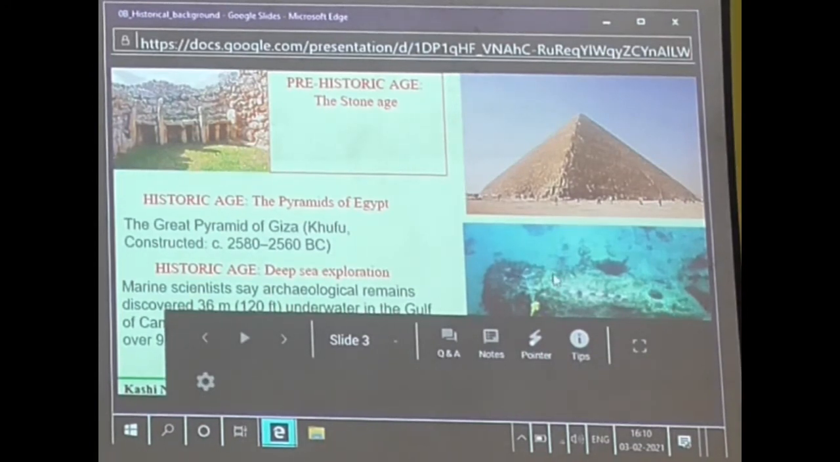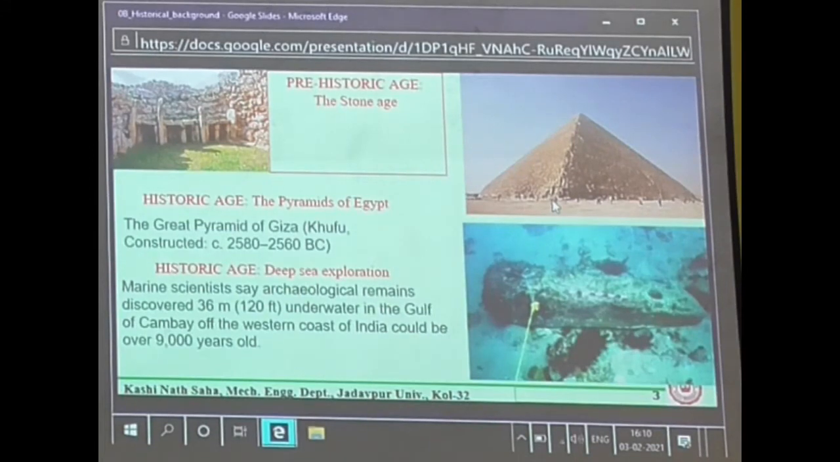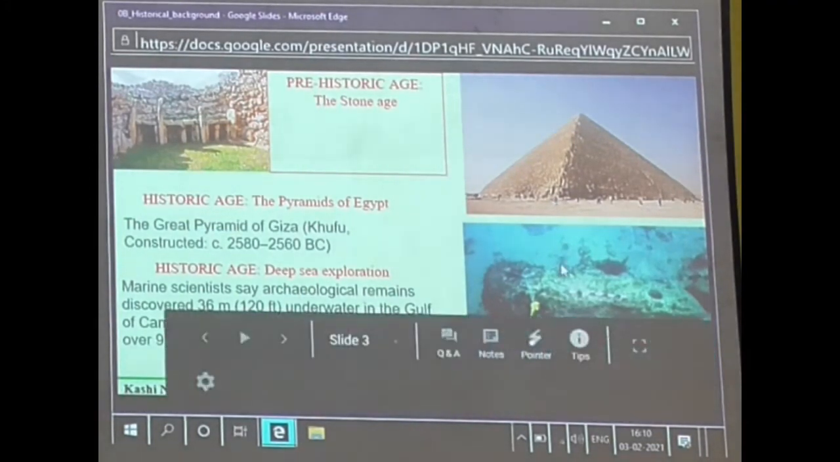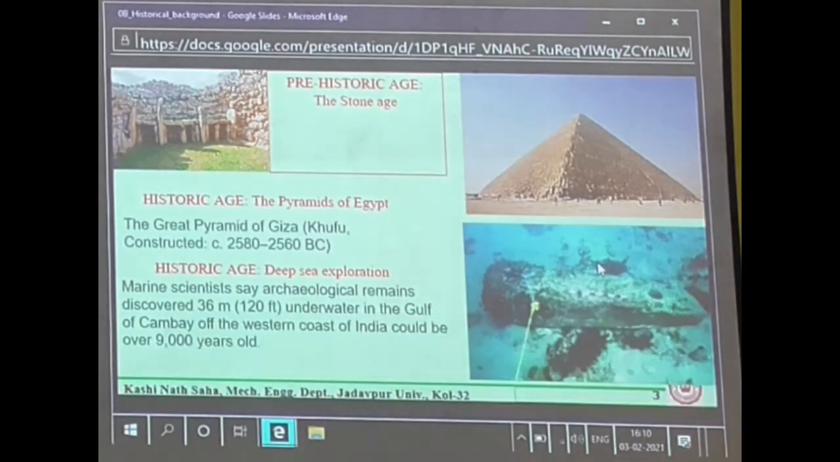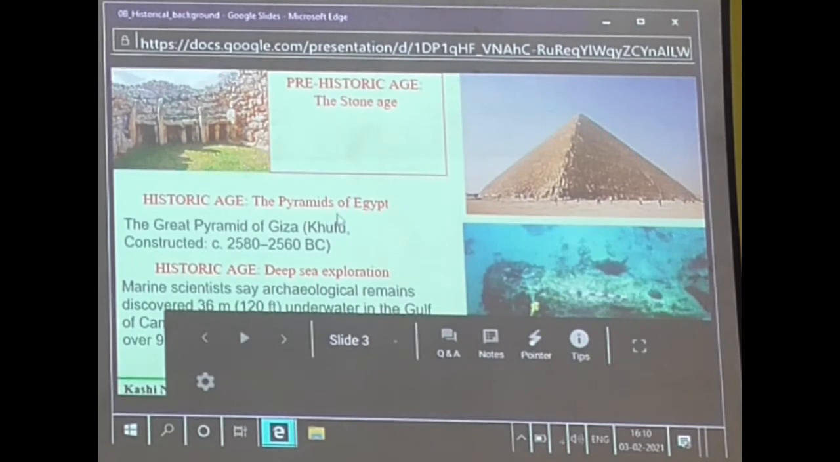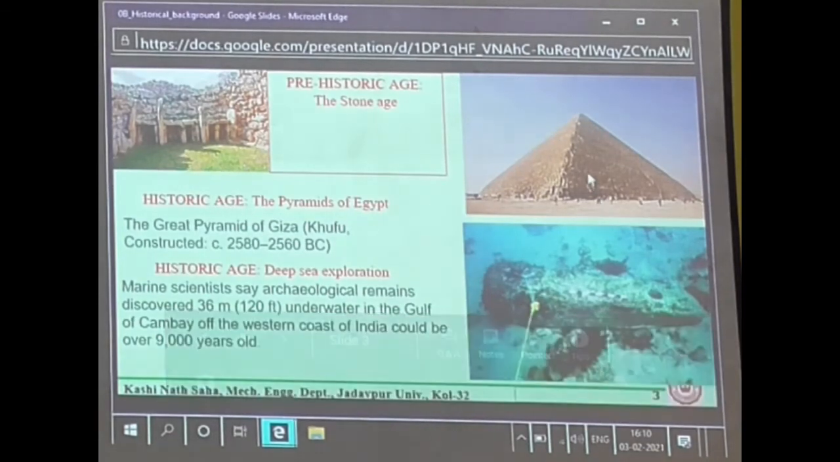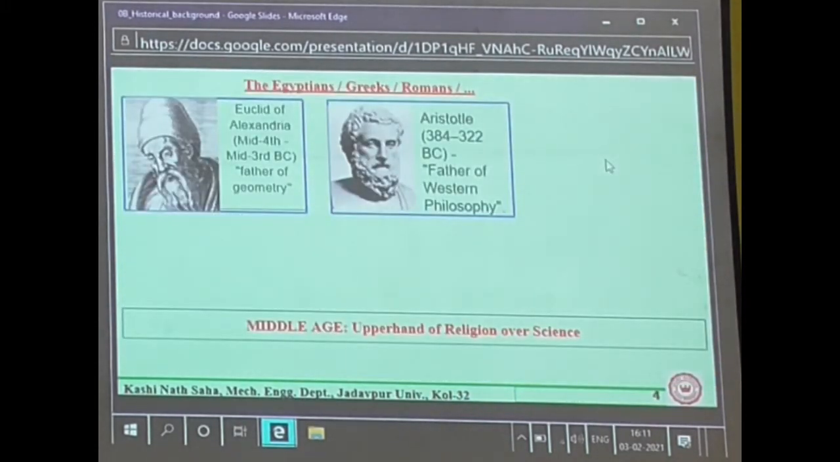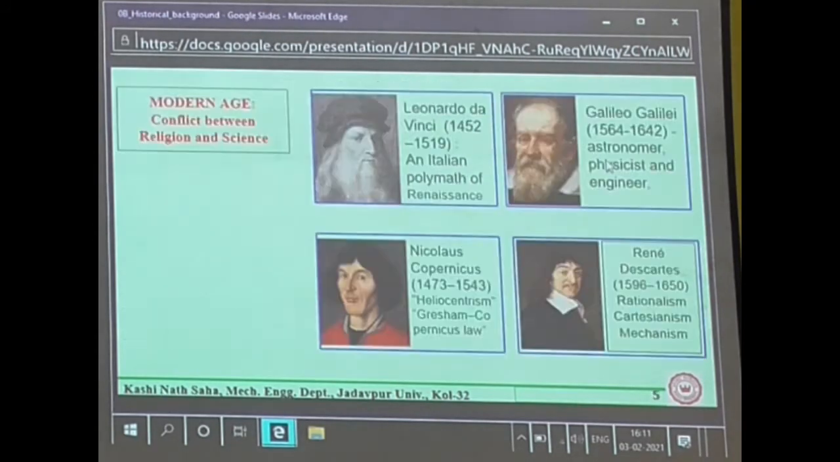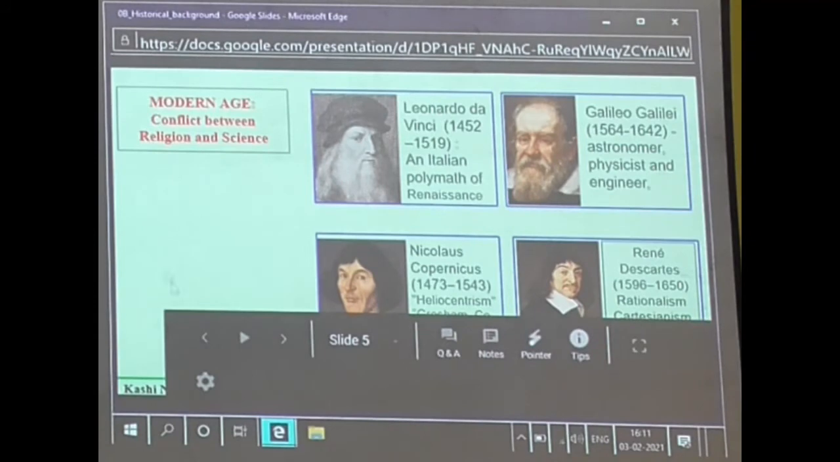Some archaeological finding is found here by deep sea explorers, and there are lots of other remains of other civilizations in deep sea. They got many pyramidal structures at the coast of Japan, etc. So this shows that in prehistorical time also there were some civilizations not known to us. So whatever is known to us is basically the pyramids of Egypt, some hieroglyphics, some script which scientists are trying to decipher nowadays.